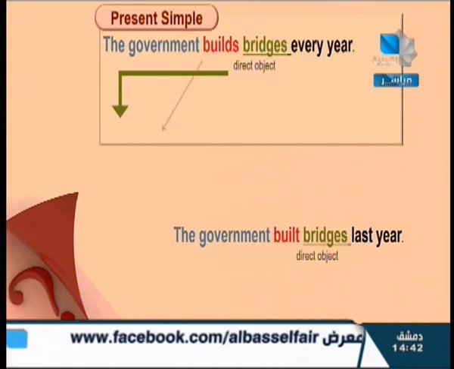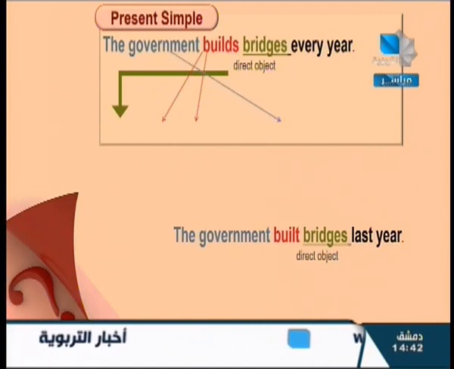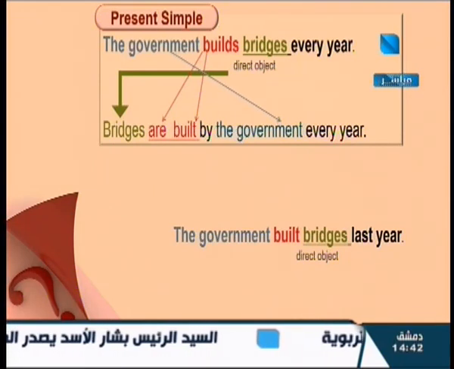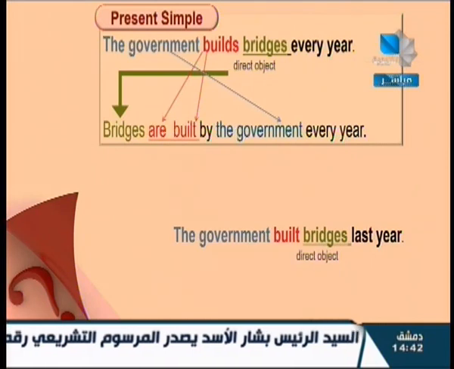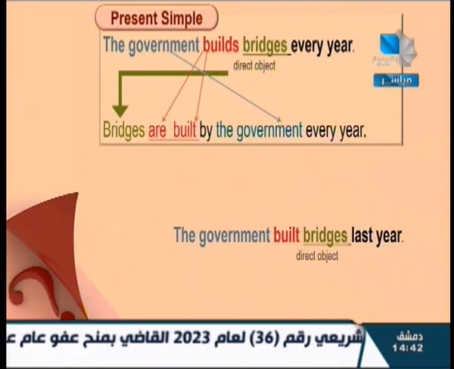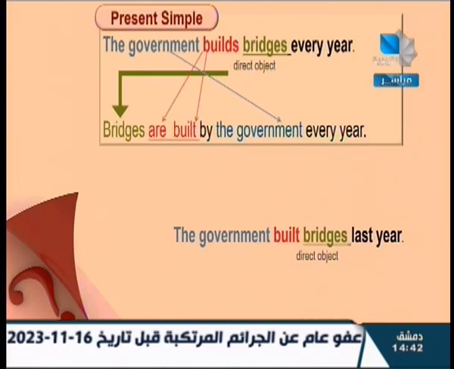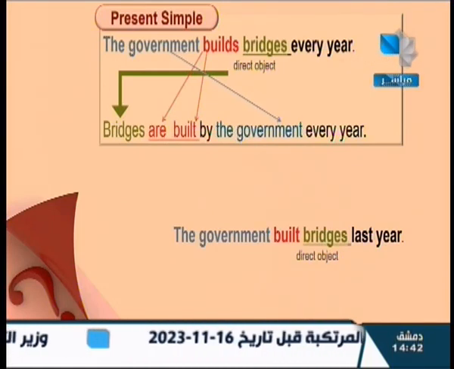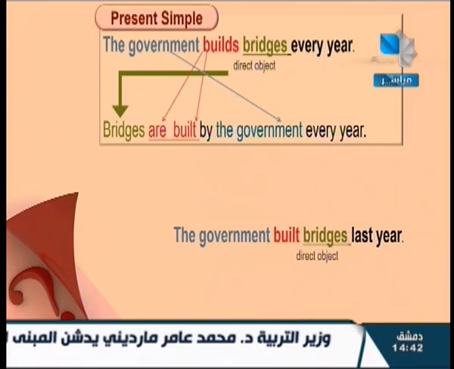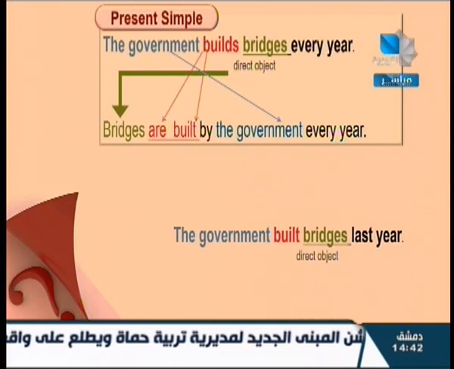The object here, bridges, we put it at the beginning. So bridges, then we have to put the verb be in the correct form according to the tense, because it's in the present. We have to put are. The object is plural. Then the past participle of the verb, built. Then we put the subject by using by before it. After that, we complete the sentence. The agent here, we call the government. The subject in the active becomes the agent in the passive, and it must be preceded by the word by. And we include any additional information from the active sentence, like every year.